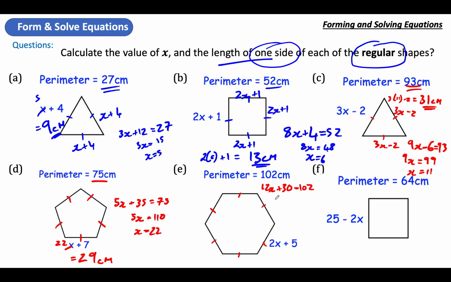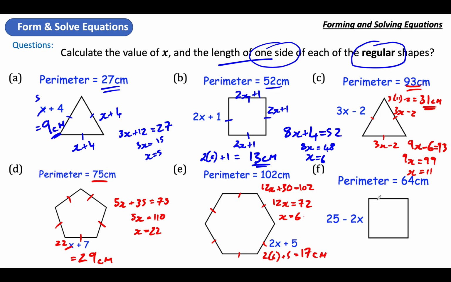Solve. So take away 30 from both sides, so 72, and then divide by 12 to get x equals 6. Right, so then each side will be 2 lots of 6 plus 5. Put it back into the expression, which is 12 plus 5, which is 17 centimetres.